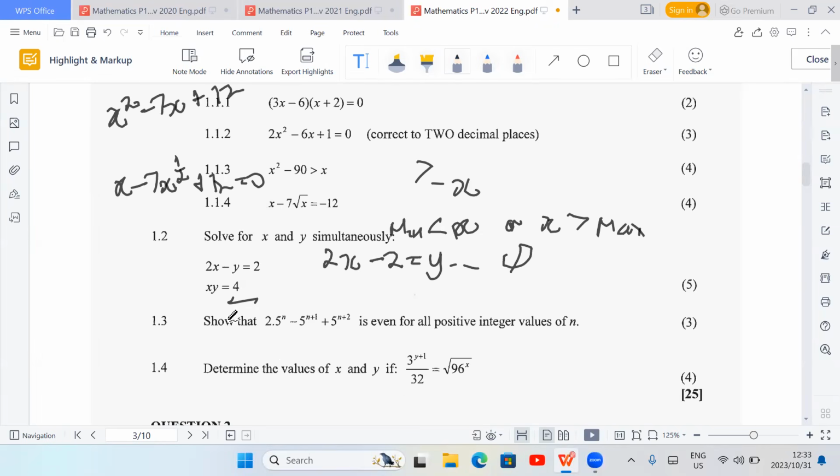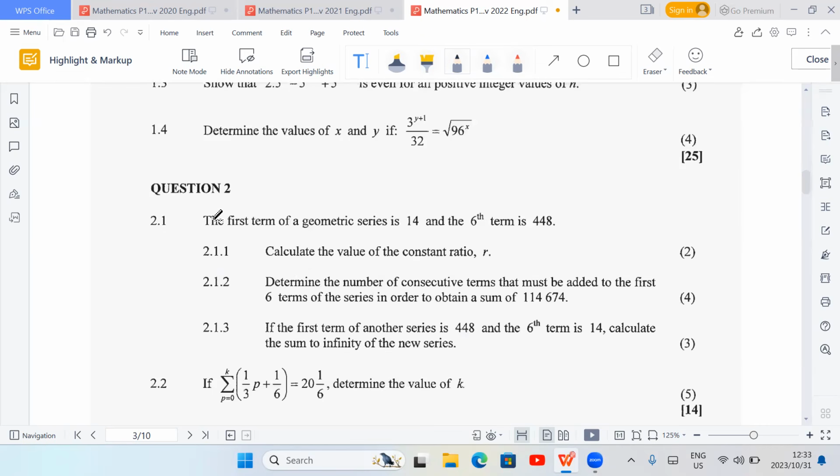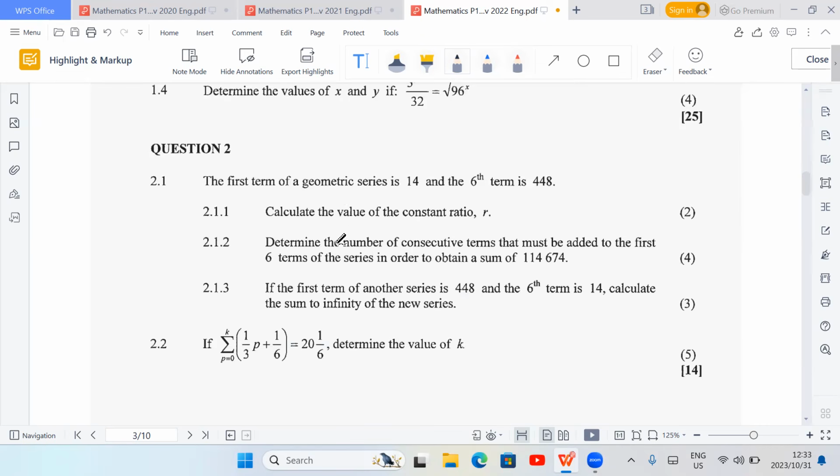Then again, question here, if it's not on nature of roots, it's on exponents. Look at this. This is on exponents. This is on exponents. So guys, it's so easy to predict this. Then your question 2, geometric sequence.